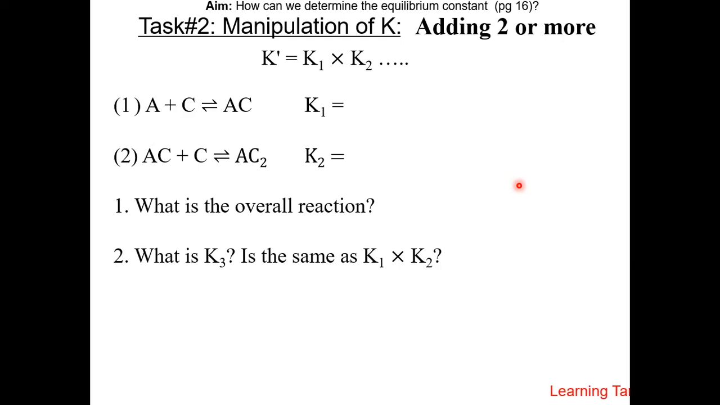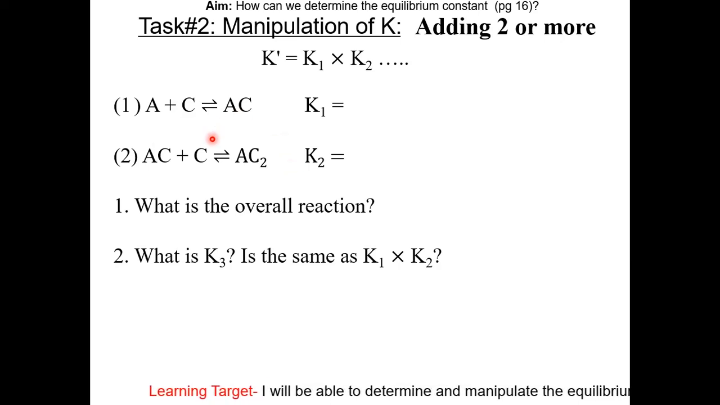The last manipulation of K is combining 2 or more K constants. To do that, you'll be multiplying the K constants to combine them. Let's look at an example. Let's say your reaction has 2 steps, step 1 and step 2. K1 represents the equilibrium constant of the first step. K2 represents the equilibrium constant of the second step.